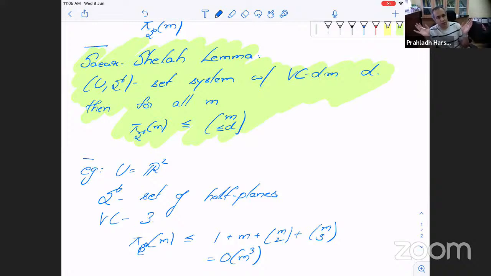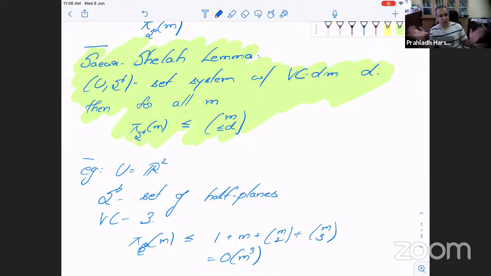You cannot go all the way up to 2 power m. This is a very strong statement, stating that this set system can only pick order m cubed subsets, unlike 2 power m. It's a very geometric thing. Once you know the VC dimension of this set system, it puts a bound not just on this particular set of size d, but on all sets of size all the way up to any m.